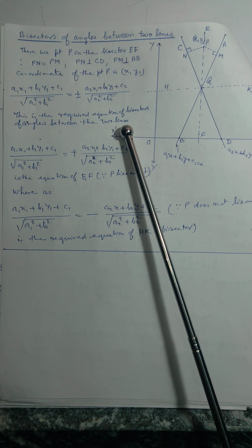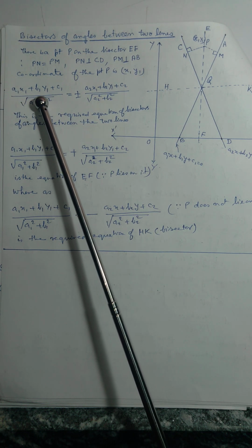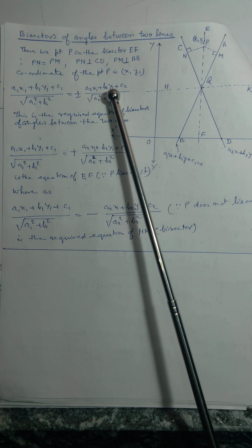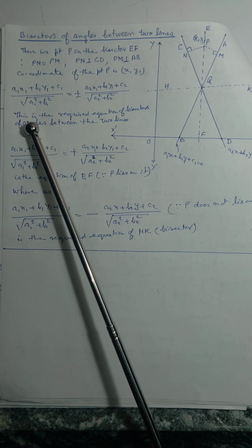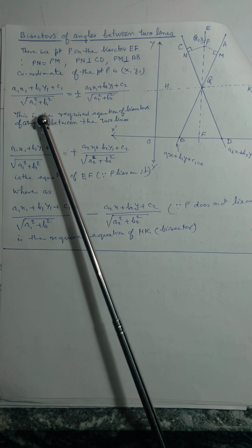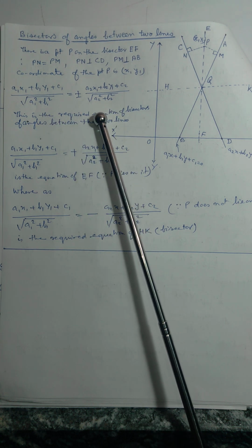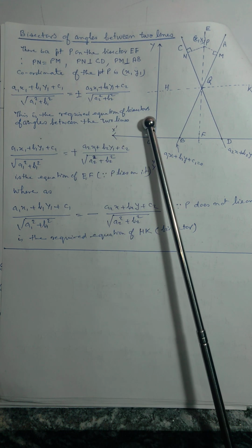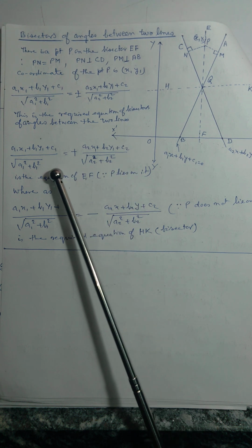You see what we have done here: we have substituted the coordinate of the point P. You see x1, y1 in both the cases. But it has been divided by root of a1 square plus b1 square here, and here it is divided by root of a2 square plus b2 square. This is the required equation of the bisector of the angles between the two lines.